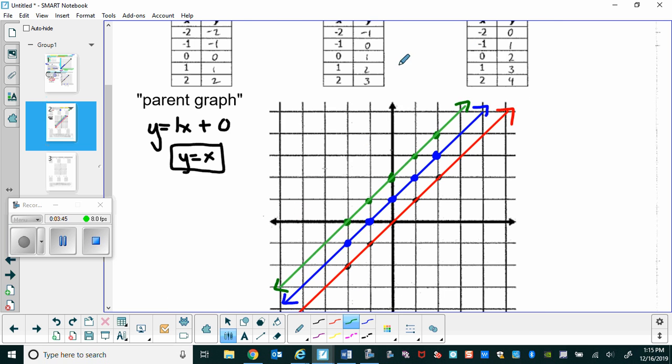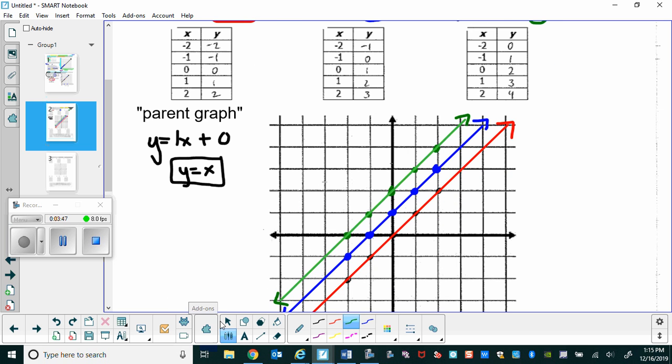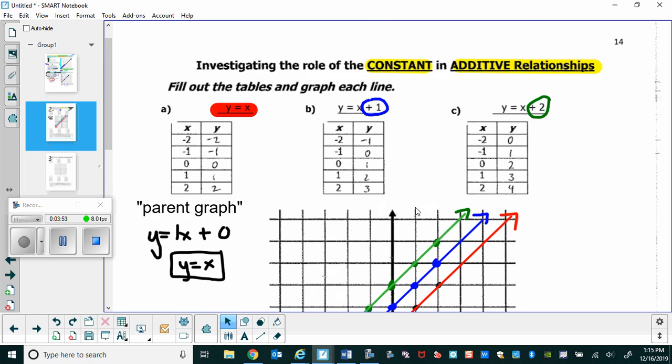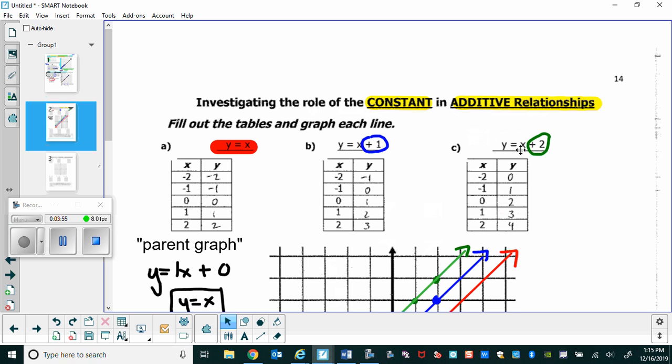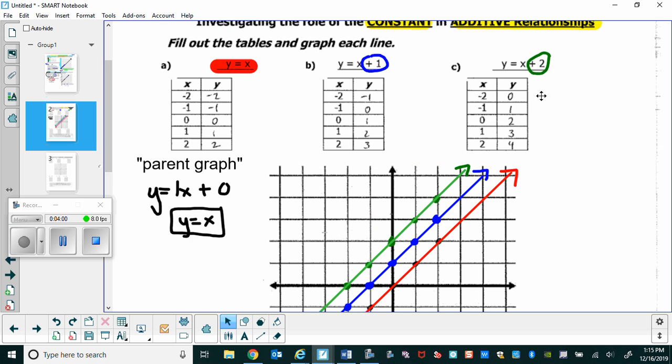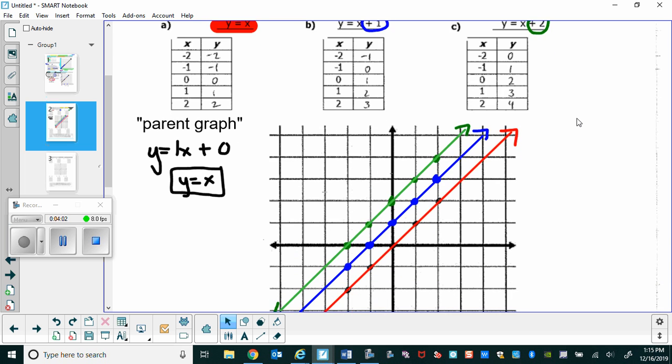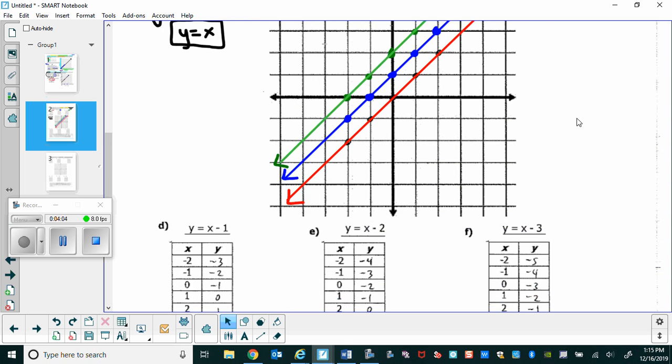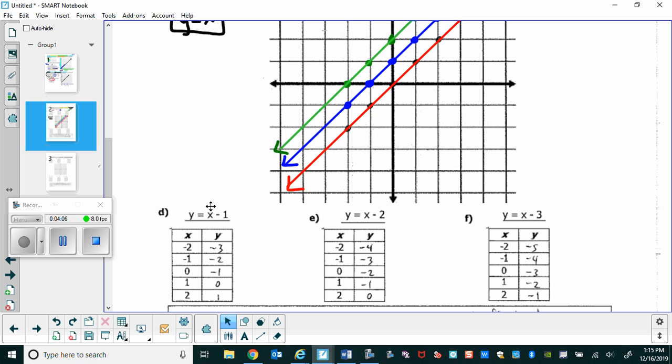But this time, since it was x +2, you'll notice the original red line has moved up 1, 2 spaces. So all we're saying right now, folks, is that the constant will move this parent graph up if it's a positive constant, okay? Now down below here, we've got some negatives. We've got y equals x -1, then x -2, and then x -3, all right?